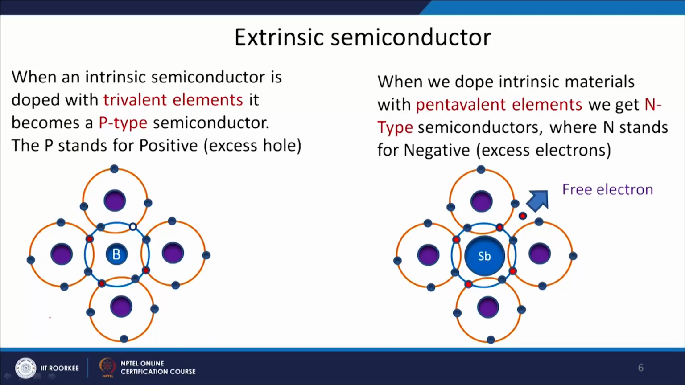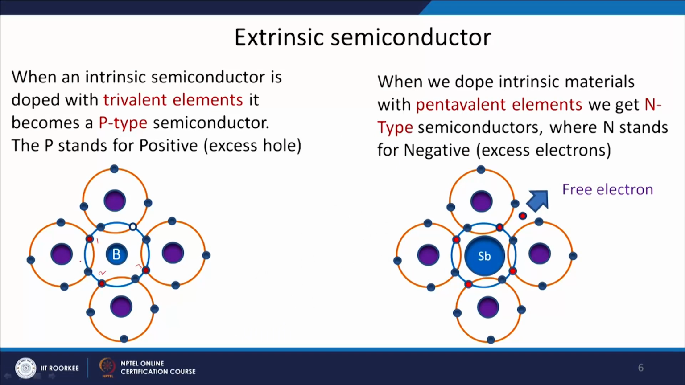What do we mean by trivalent element? These are the elements which have 3 electrons in the outer shell, okay. For example, boron is shown here in the center, okay, and I have shown its 3 electrons by this red color. So, you have 1, 2 and 3 electrons in the valence shell of the boron, okay. So, these are the 3 valence electrons. So, this is a trivalent element, which has 3 electrons in the outer shell.